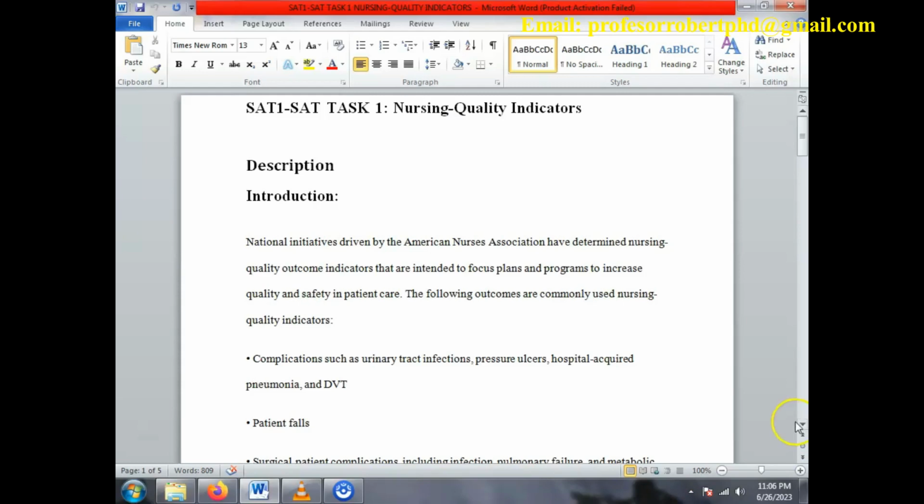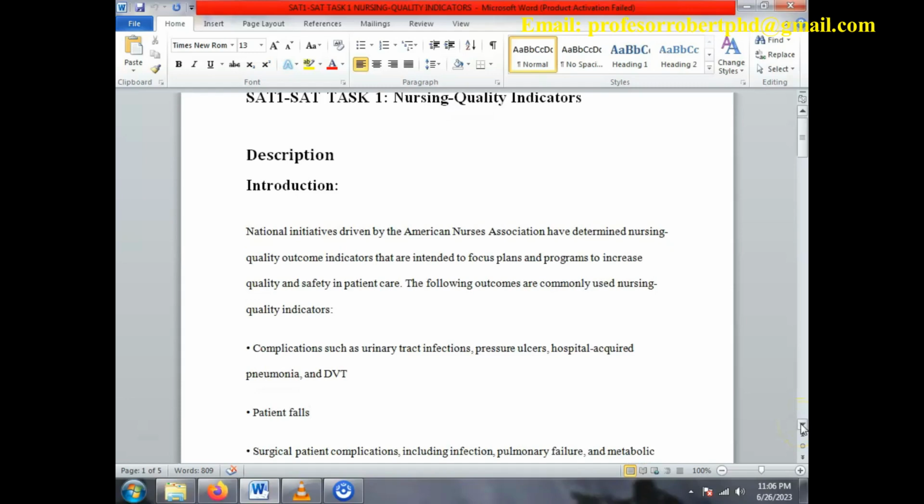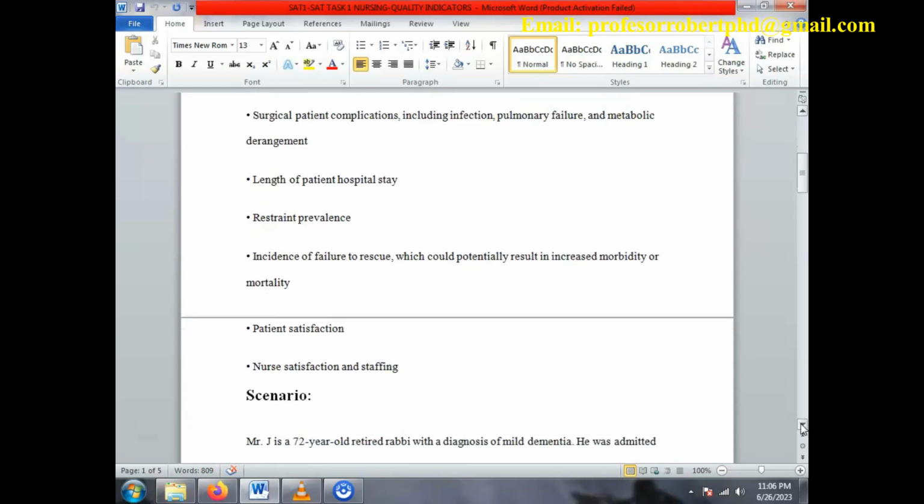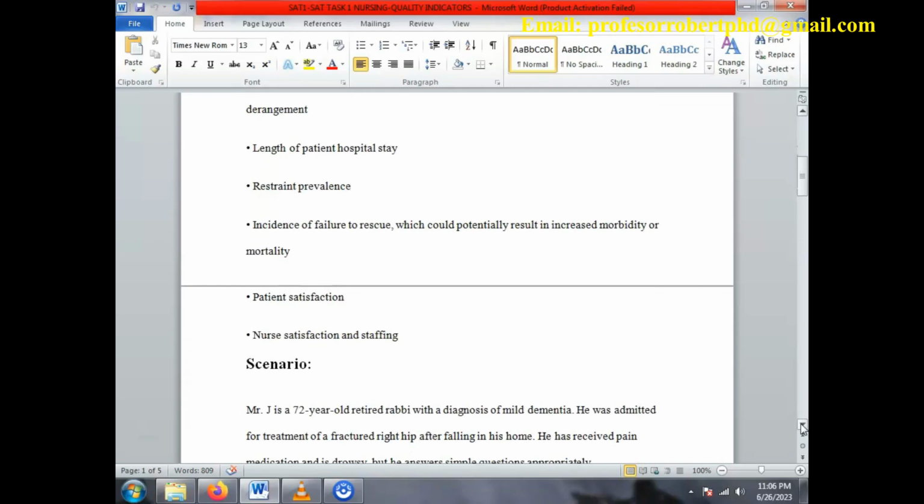The following outcomes are commonly used nursing quality indicators: complications such as urinary tract infections, pressure ulcers, hospital-acquired pneumonia, and DVT, patient falls, surgical patient complications, including infection, pulmonary failure, and metabolic derangements, length of patient hospital stay, restraint prevalence, incidence of failure to rescue, which could potentially result in increased morbidity or mortality, patient satisfaction, nurse satisfaction and staffing.